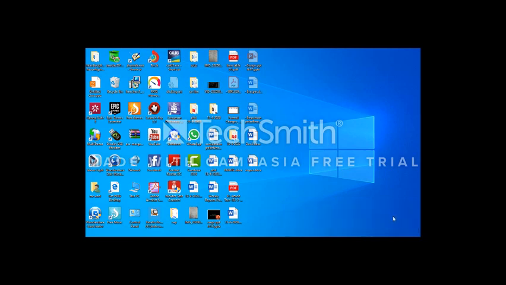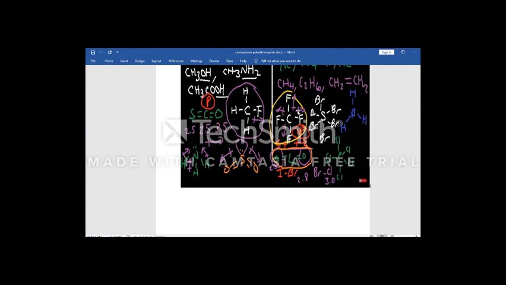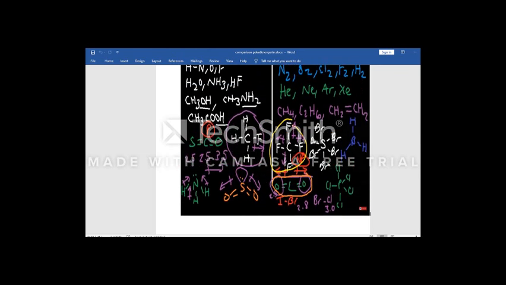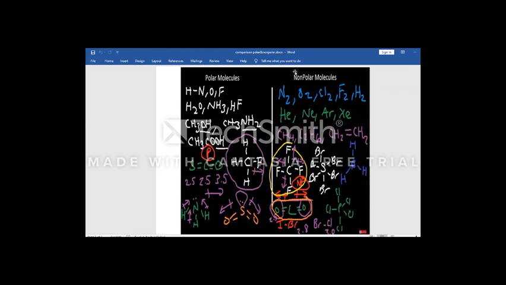First, we will discuss how to differentiate between polar and non-polar compounds. In this slide, as we see, on the right there are non-polar molecules, and on the left there are polar molecules.